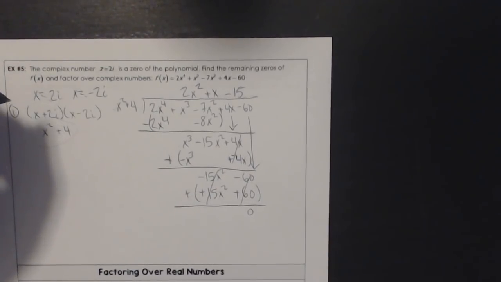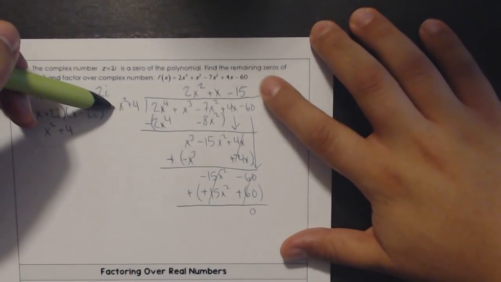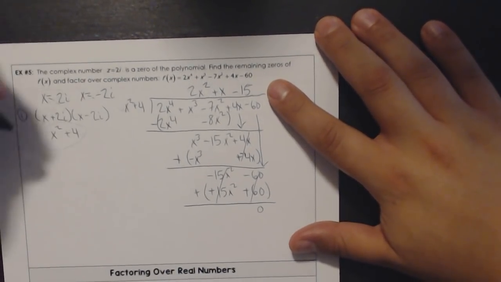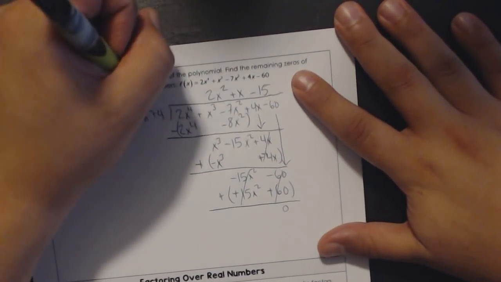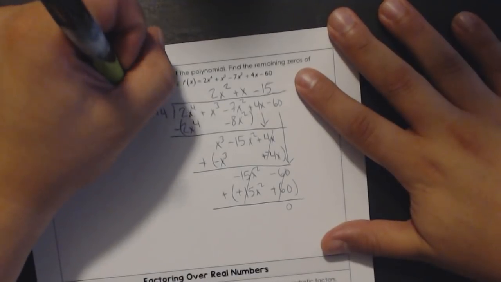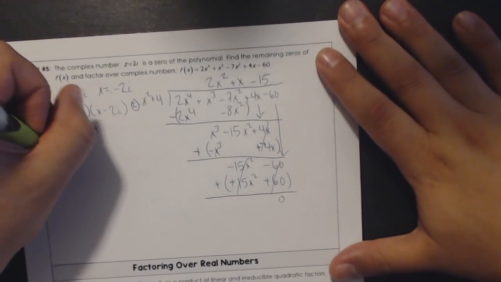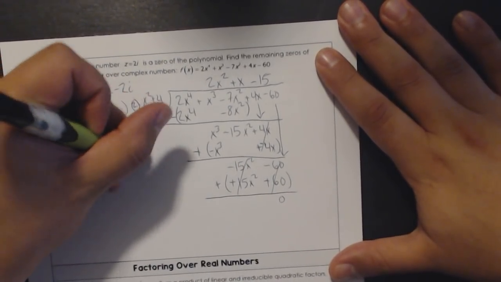With that remainder of 0, we can now realize that this quotient and this factor of x squared plus 4 are factors of this polynomial. So this was my step 2. I put step 1, this is my step 2. Step 3 is to take 2x squared plus x minus 15 equals 0.